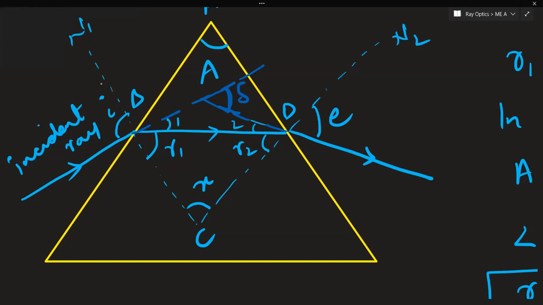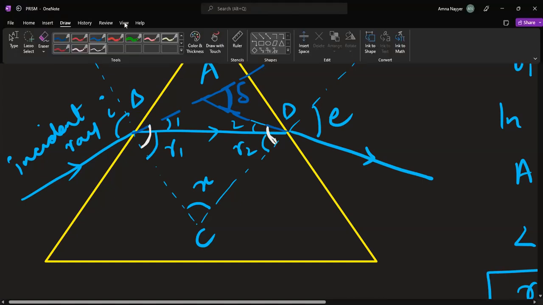this entire angle, can anyone tell me what this entire angle is? Yes, class. This is the angle of incidence I. So this will also be the angle of incidence I. It means 1 plus R1 is equal to the angle of incidence. Same thing here. If this is the angle of emergence E, this angle will also be the same as the angle of emergence E. This part is clear to all of you?